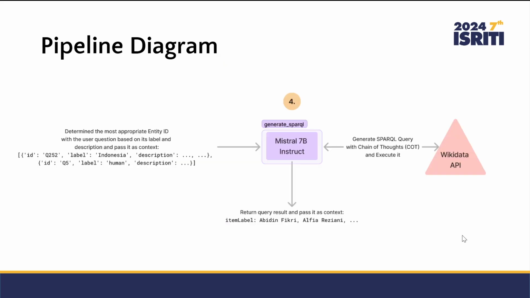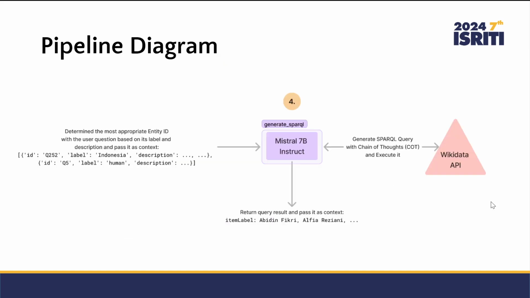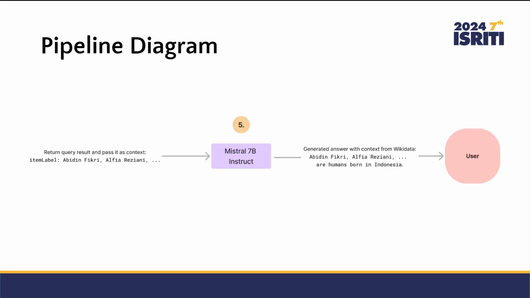The next step is for the large language model to generate the most appropriate SPARQL query to answer the user's question, based on the entities determined before in this section and the predefined properties of Wikidata that we augment in the prompt, which we will tune later to see how it can affect the performance. And the last step is that the generated SPARQL query will be executed against the Wikidata endpoint, and the result will be passed as the context for the large language model to generate a relevant response to answer the user's question.